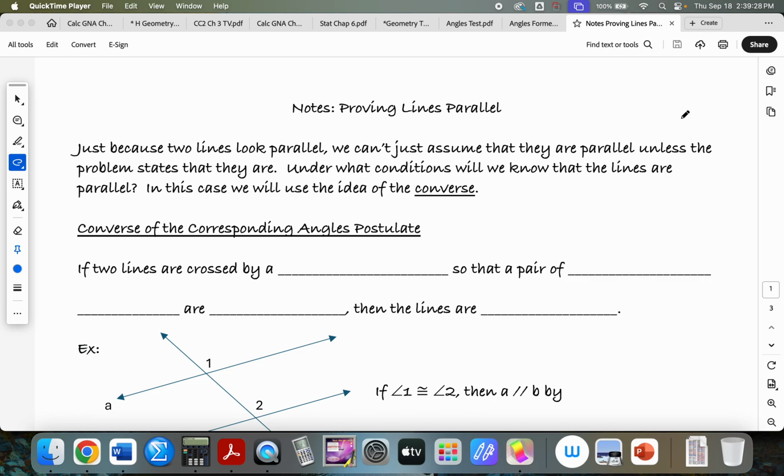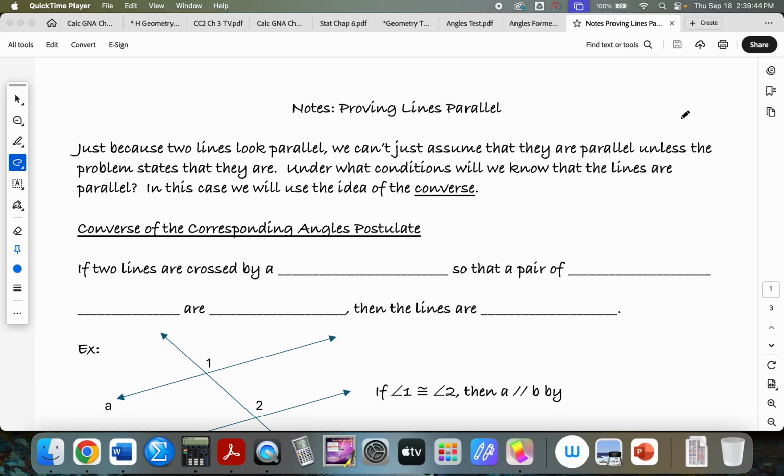Today we're going to reverse the process. We've been looking at what happens if we know these two lines are parallel, then we know things are congruent or we know things are supplementary. So today what we're going to do is reverse that process.